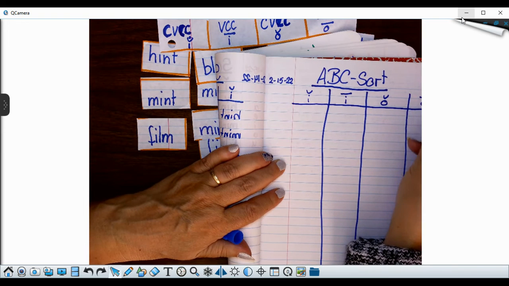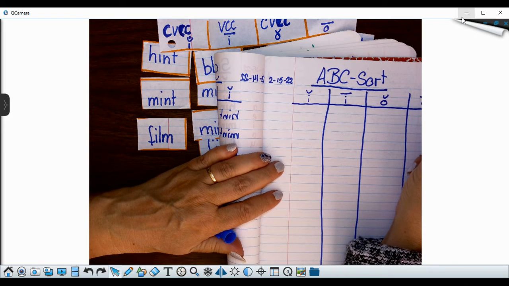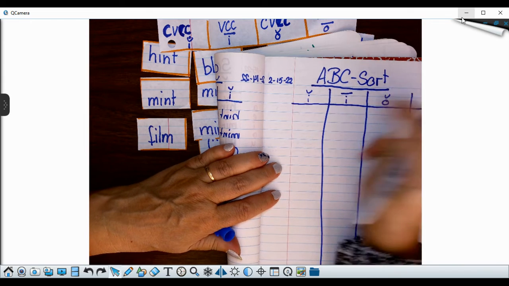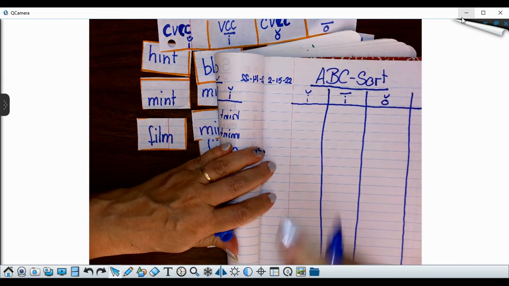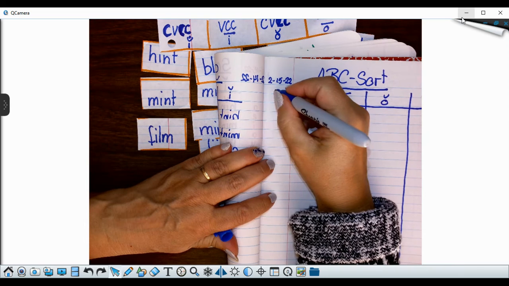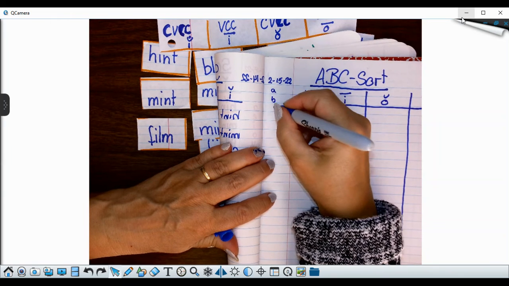And now we get to my favorite part. Ready? Remember, while we're singing the ABC song, we need to write down our ABCs to help us with the ABC sort. Ready?